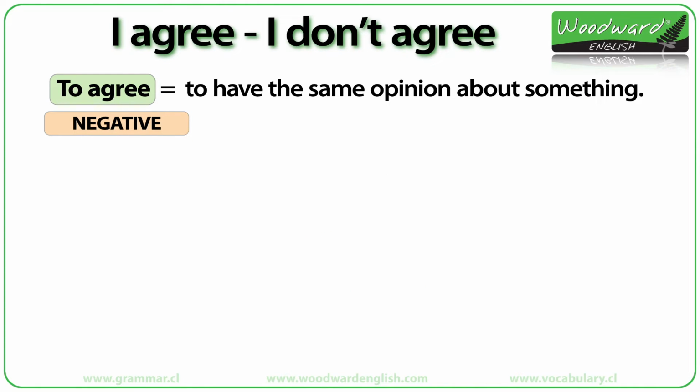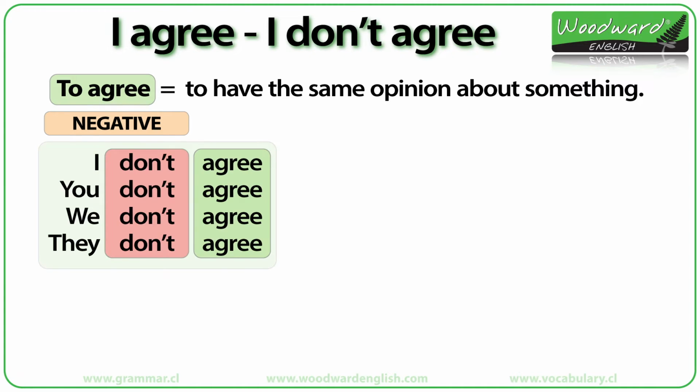So, what is the negative form of to agree? As with normal verbs in the present tense, we add don't or doesn't to make it a negative sentence. I don't agree. You don't agree. We don't agree. They don't agree.